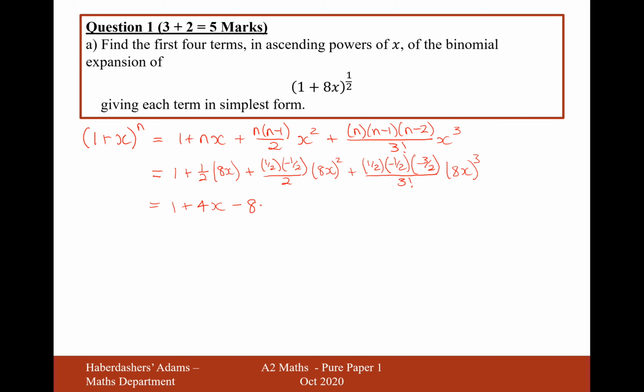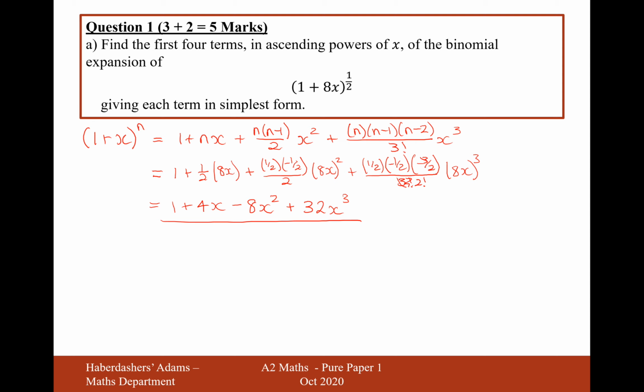So minus 8x squared. And then in this term here, it's got a double negative, so it'll be back to plus. It's got a half times a half times 3 over 2 times 3 factorial, so the 3 and that 3 will cancel out, so I'm now down to 2 factorial, so it's a half times a half times a half times a half, so that would be 1 over 16 times 8 cubed, and that would be 32x cubed. So there we are, that's the answer for part A.